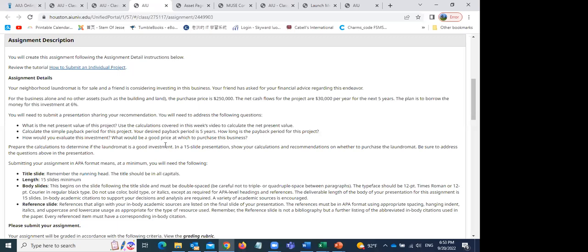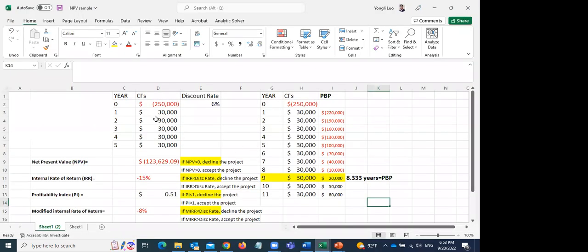What would be a good price at which to purchase this business? They want you to give a price. How would you evaluate this investment? Do you think this is a good investment if you spend $250,000? Not good, right? So we want to know what exactly is a good price.